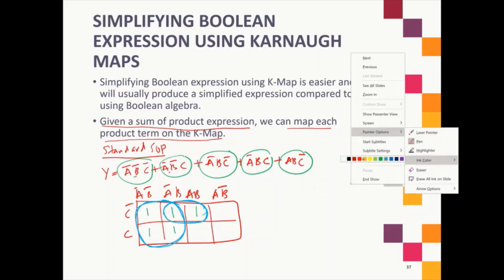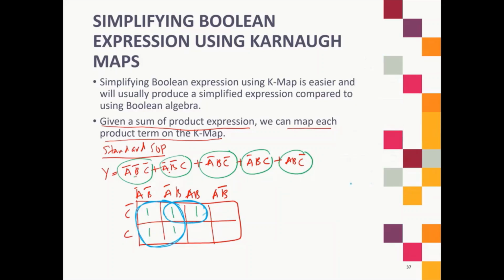Next step, after you loop the K-map, you need to write the equations. The first simplified product term is A bar. Why is it A bar? Because A bar is included in all 4 cells. So you need to find the same variable. That is how you find the simplified product term.